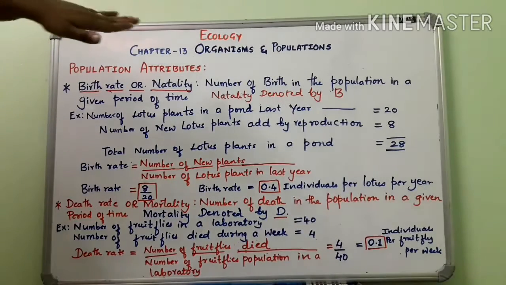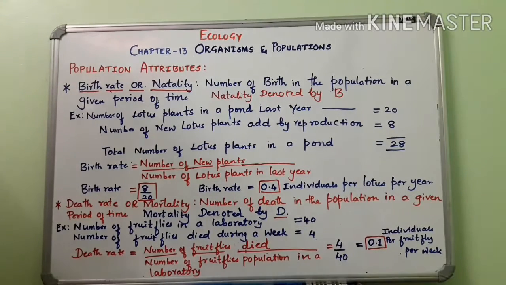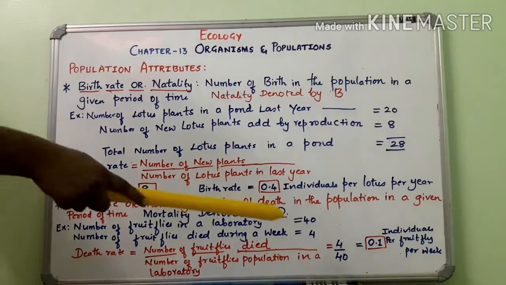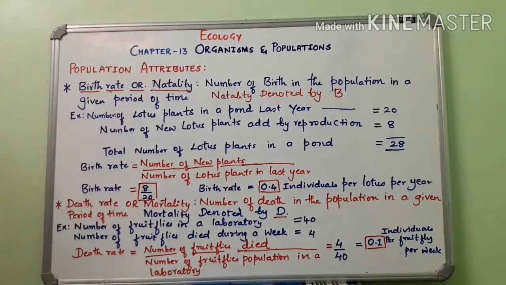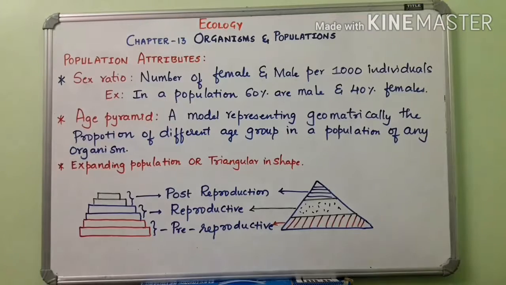Okay, so the number of births in a population in a given period of time, natality, is denoted by B, and it is the number of new plants divided by the number of lotus plants last year. The birth rate is equal to 8 divided by 20. Birth rate is 0.4 individuals per lotus per year. Whereas the number of fruit flies in a laboratory is 40 and the number of fruit flies that died during a week is 4. So the number of fruit flies died divided by the fruit fly population in the laboratory is 4 divided by 40, which is 0.1 individuals per fruit fly per week. This is how we are going to calculate the mortality and the natality.